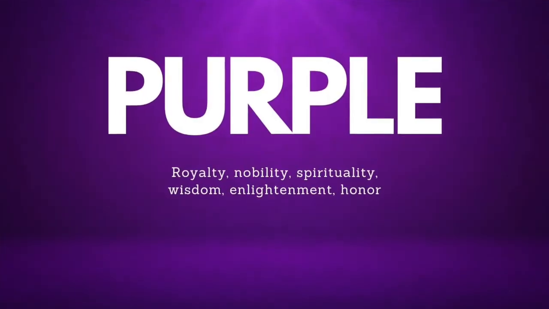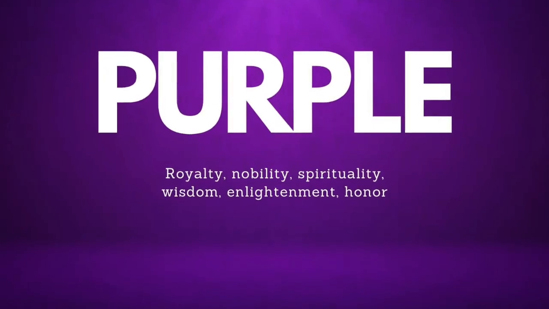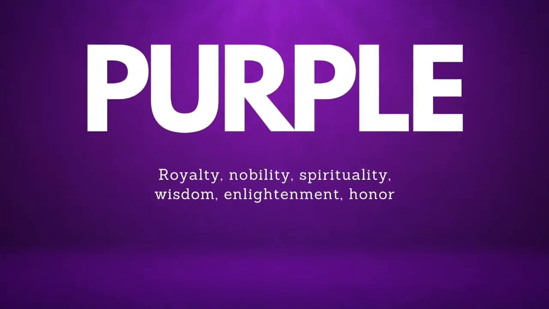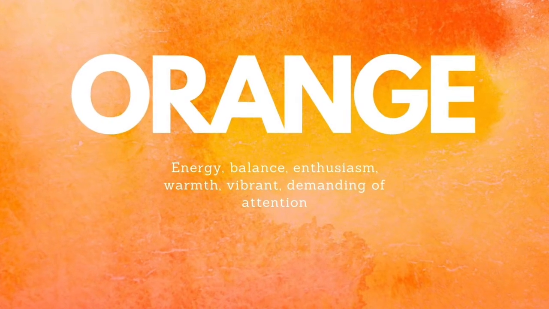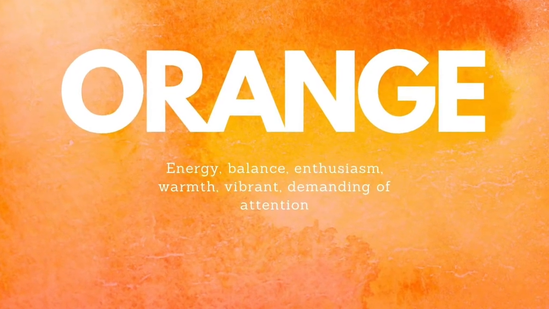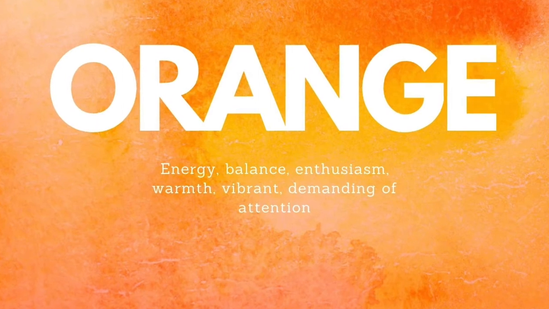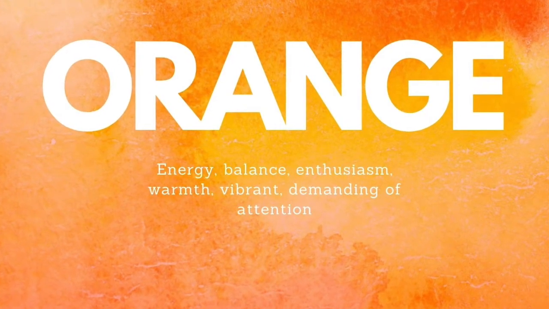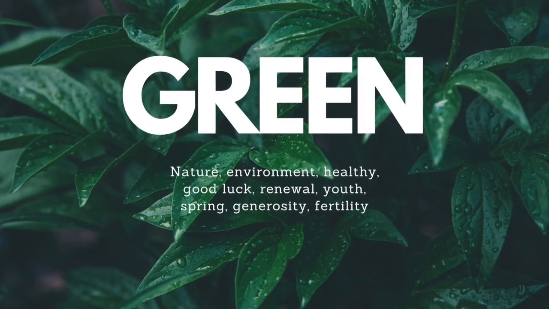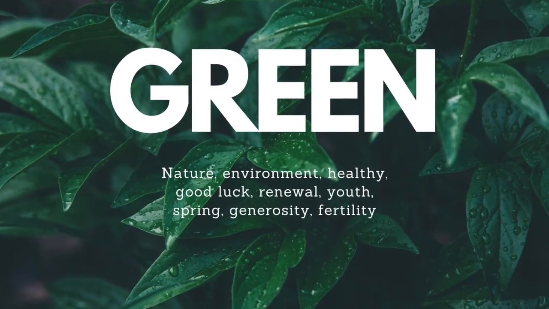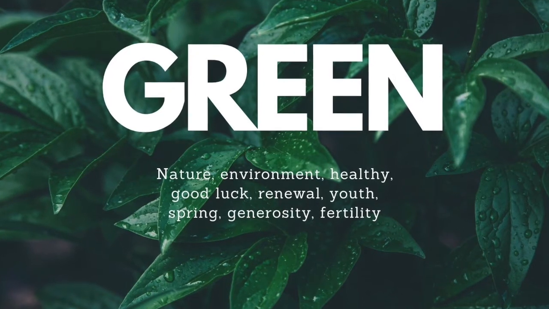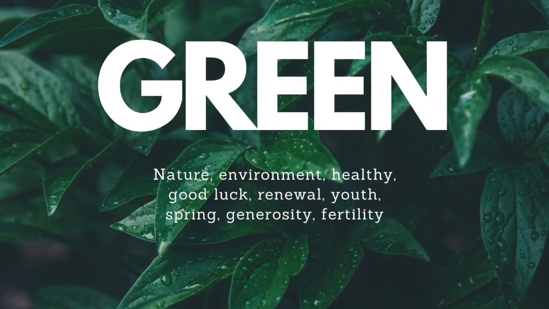Purple represents royalty, nobility, spirituality, wisdom, enlightenment, and honor. Orange can represent energy, balance, enthusiasm, warmth, vibrance, demanding of attention. Green is mostly found in nature, so it represents nature, environment, good health or being healthy, youth, spring, and fertility.